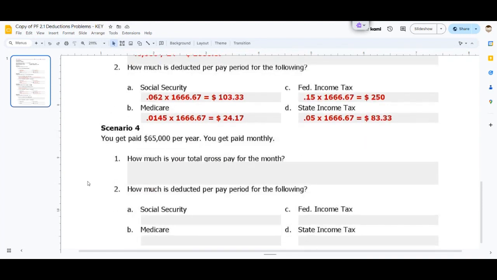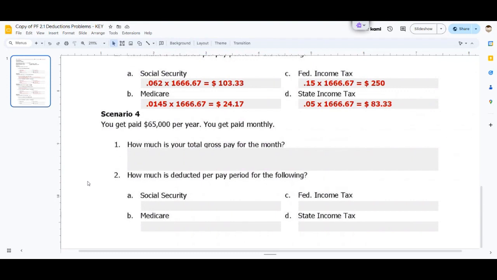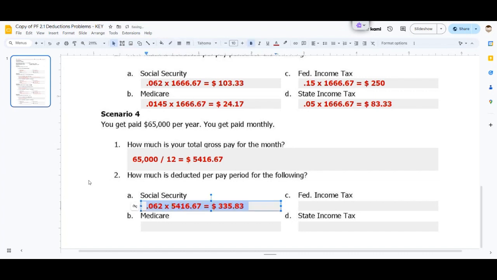All right, last one. You get paid $65,000 a year. You get paid monthly, so the year is broken into 12 pay periods. So 65,000 divided by 12 is 5416.67. Again, rounding to the nearest penny. So we're going to use that amount for our taxes. So 0.062 of that amount is 335.83.